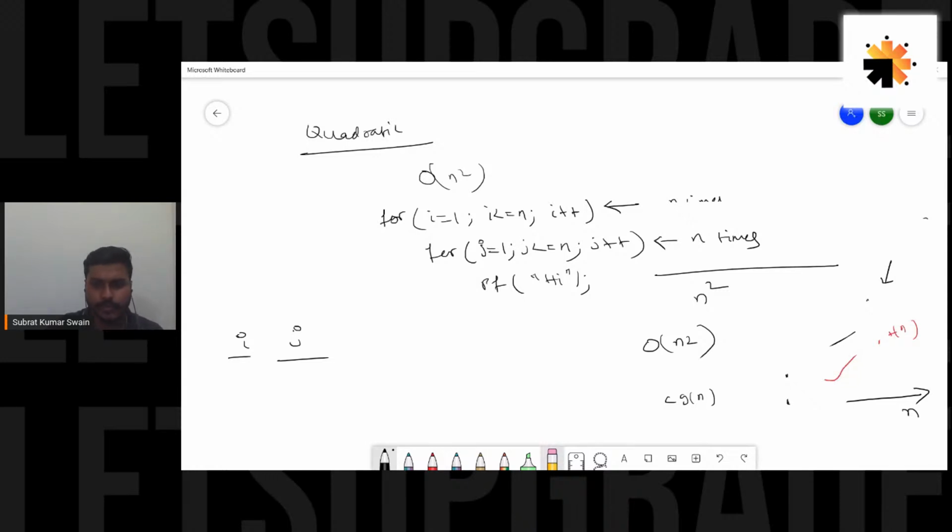But I want you to understand or see this from a different perspective, guys. How I am writing, please focus here. When i value is one, the j loop will run for n times.